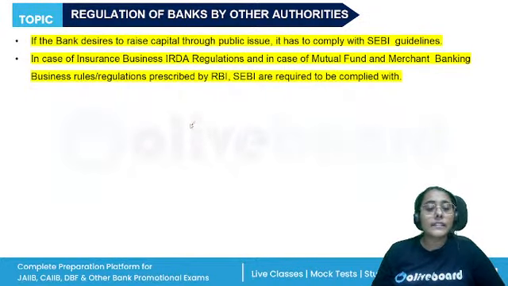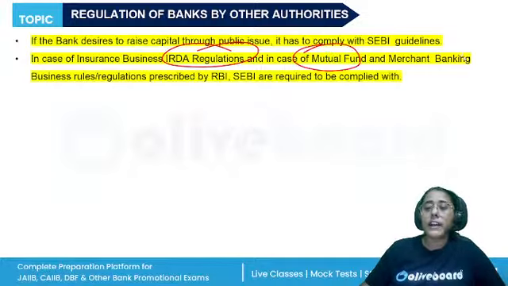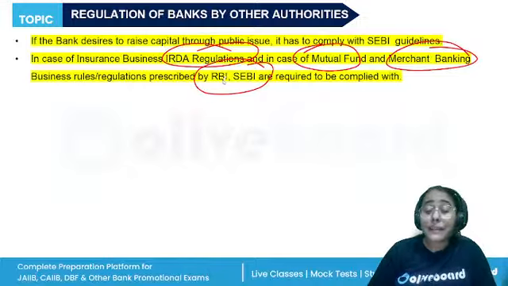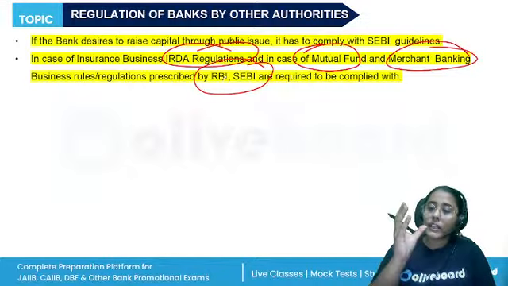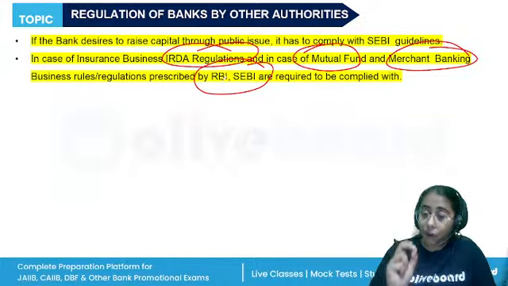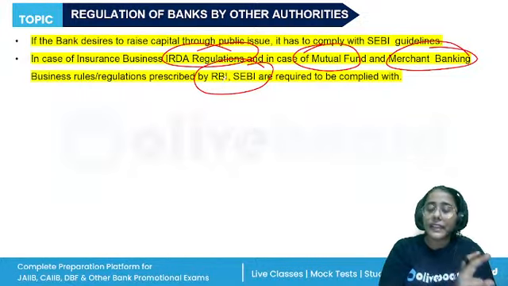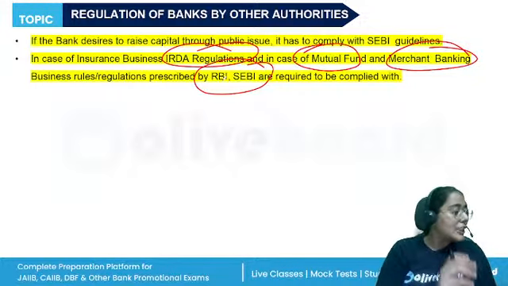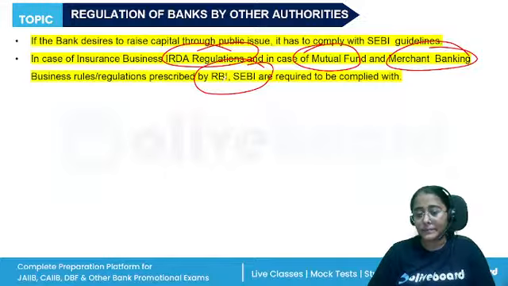If the bank is conducting the insurance business, they have to follow the IRDAI regulations. In case of mutual fund, merchant banking, again, they have to follow the SEBI regulations, right? So, whatever business they are conducting, other than the normal banking business, the apex authority regulating the whole business in the country will have its regulation over the banks as well.